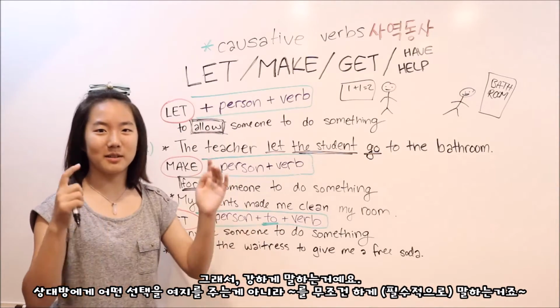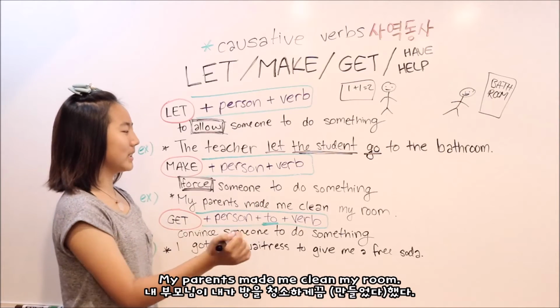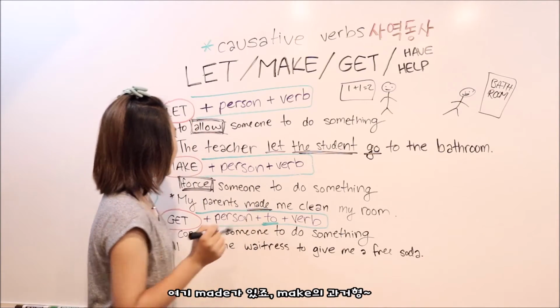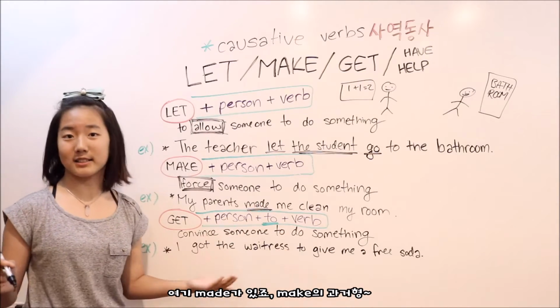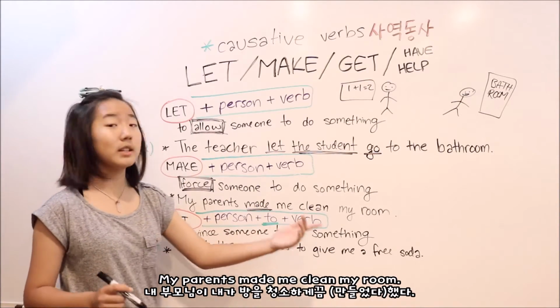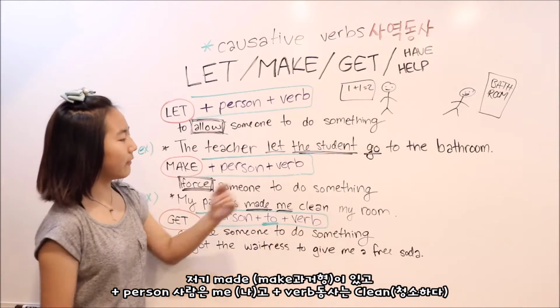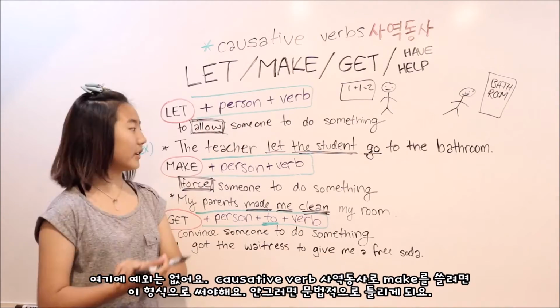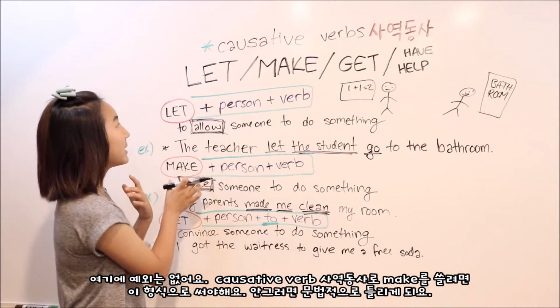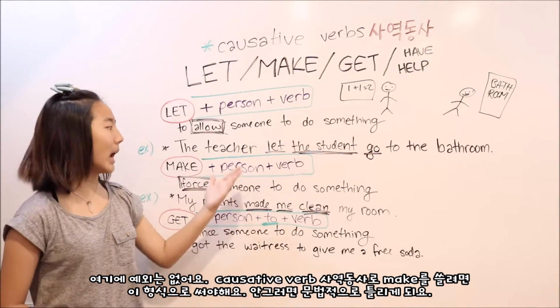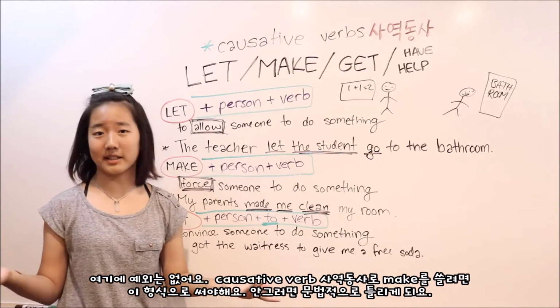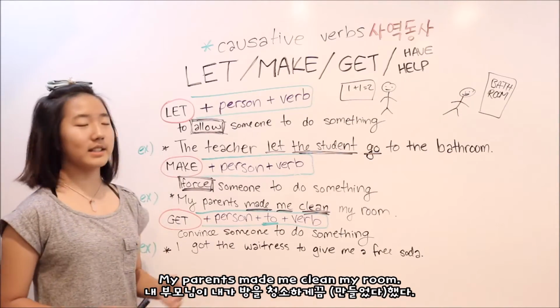It's a must, mandatory. My parents made me clean my room. So there's made, which is just a past tense version. My parents forced me to clean my room. That's made. The person is me, and then the verb is clean. There are no exceptions. If you're using it as a causative verb, then you have to use this format or else it's grammatically incorrect. My parents made me clean my room.